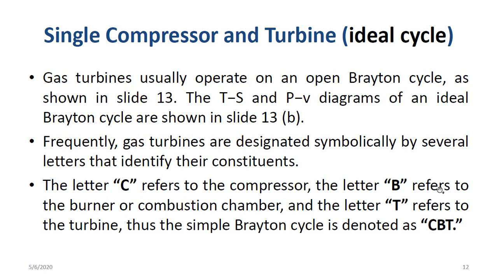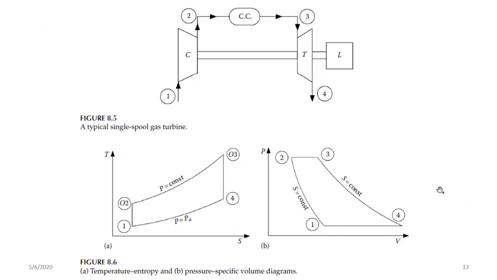definition of letters. So C refers to the compressor, I've already explained this. B refers to the burner or combustion chamber, and T is the turbine. So a simple Brayton cycle is denoted CBT, so this means there's only one compressor and one turbine, then in between the compressor and the turbine there's the combustion chamber. And this is a sketch of what I just explained, and you have the T-S temperature-entropy diagram, and the pressure-specific volume diagram. Okay.